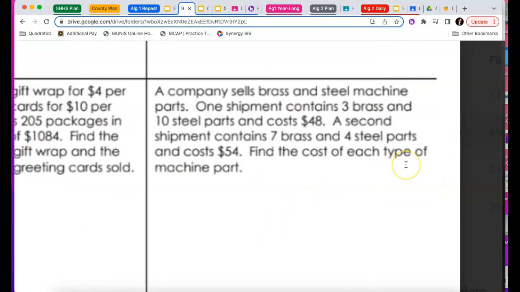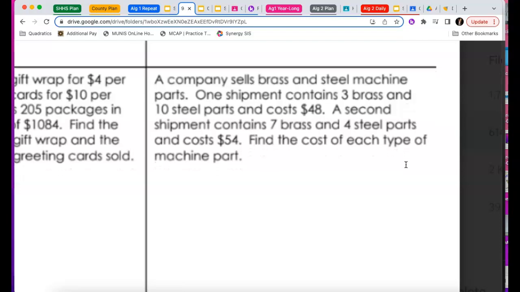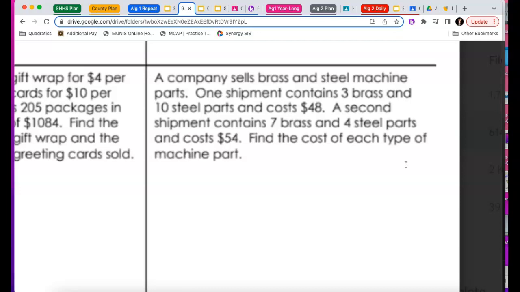Here's our second one from yesterday. Okay, so a company sells brass and steel machine parts. One shipment contains 3 brass and 10 steel parts and costs $48. So I want you guys to see, before I tell you what the equation is, blank x plus blank y equals a total amount of blank. So what would that look like? 3 brass, 10 steel, $48.